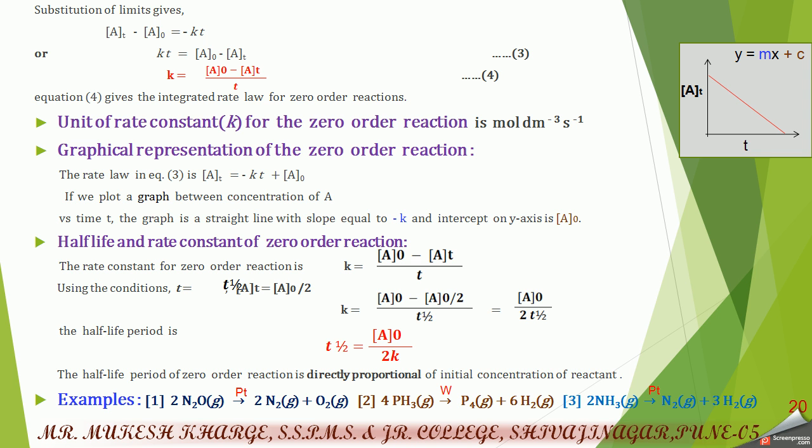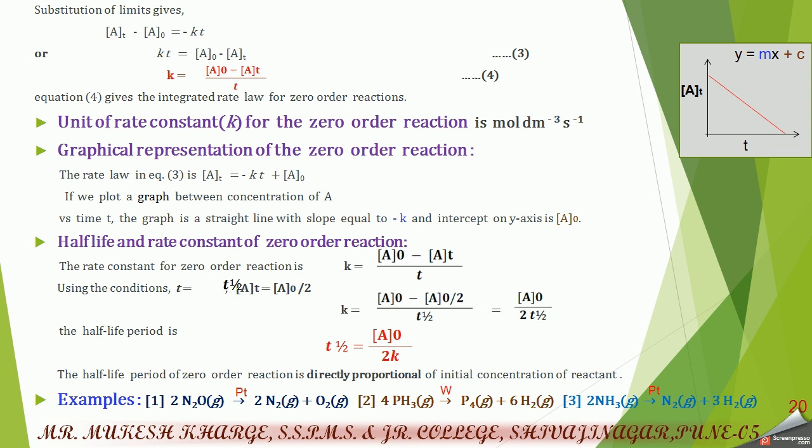Therefore, the rate of reaction is independent of the total concentration of ammonia. As this concentration is independent, the concentration of ammonia remains constant. So we can say that the rate of reaction is independent of the concentration of ammonia. So it is a zero order reaction.